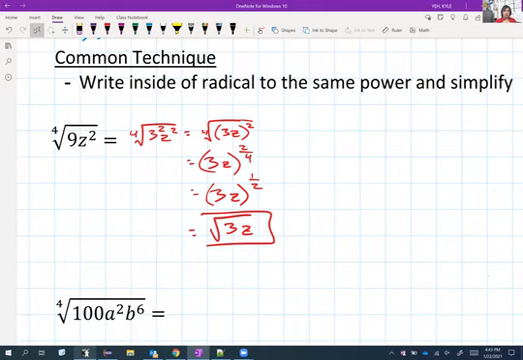I want you to look at what we just did, pause the video, and try this one at the bottom of the screen. The fourth root of 100 a squared b to the 6th. So you're going to see if you can write that entire radicand as the same power, something all to the same power, and then simplify using exponent rules. Pause your video. I'm going to pause my video, work this out, and then we'll come back together and see what we got.